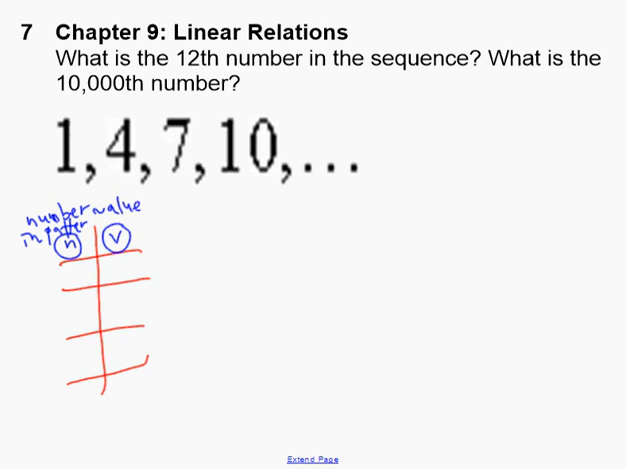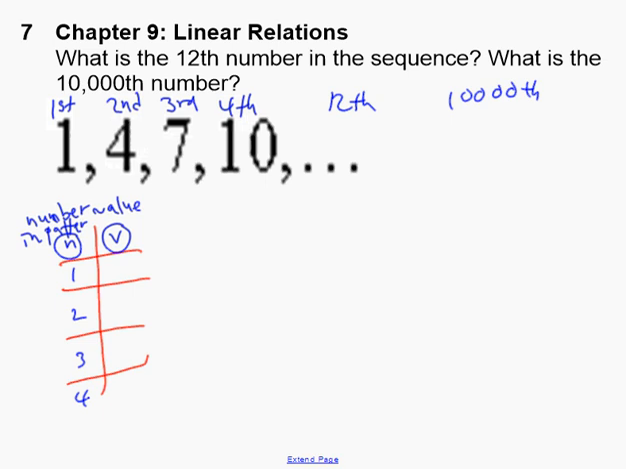Now, if you didn't do this, it ain't no thing, because most people forget how to do this, and it takes a lot of practice before you get pretty good at it. So we think about it. This is the first number, this is the second number, this is the third number, and this is the fourth number. And we're asked to find the 12th number, and we're also asked to find the 10,000th number. So we think about the number in the pattern, what we called N here, the first number, the second number, the third number, and the fourth number.